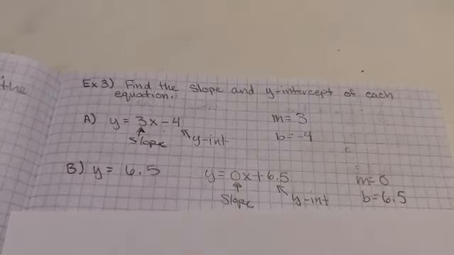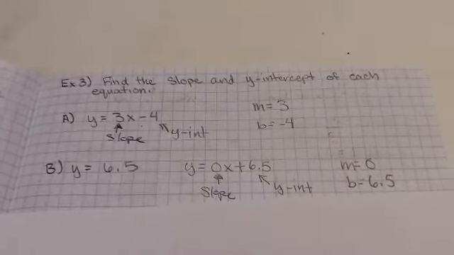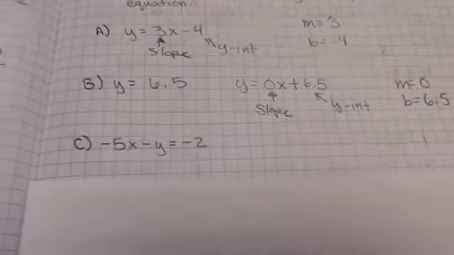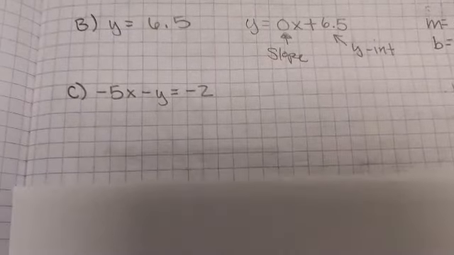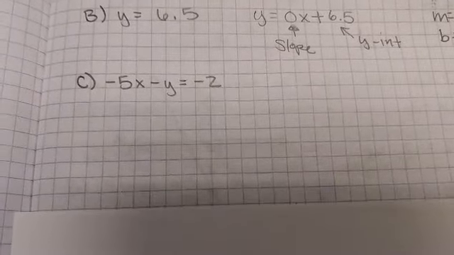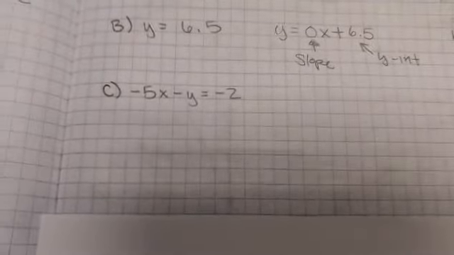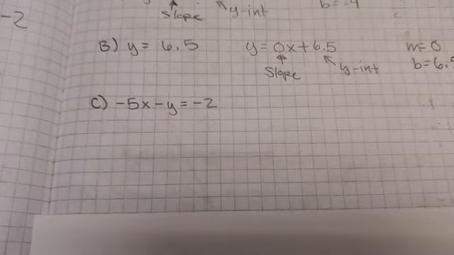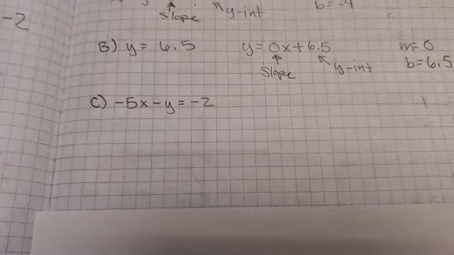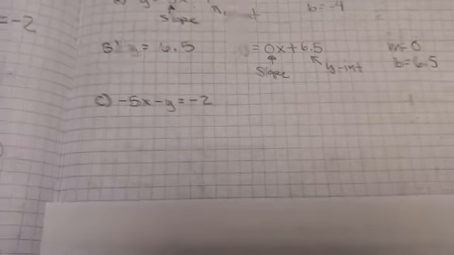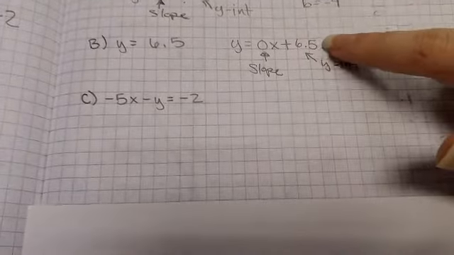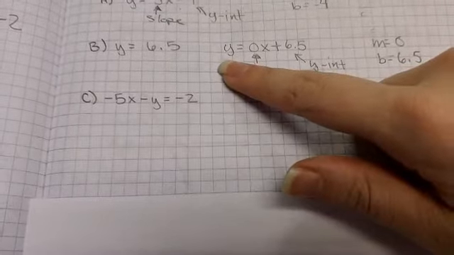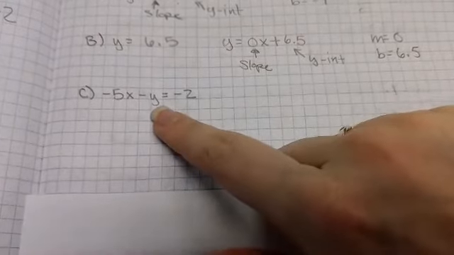So the last problem that we're going to look at today is part C. So if we look here at C, this one looks kind of funky. So we have -5x minus y is equal to -2. Well, our ultimate goal before we can find our answer is we need it to be in slope-intercept form, which means I need to get my y all by itself. So I need to isolate this y.